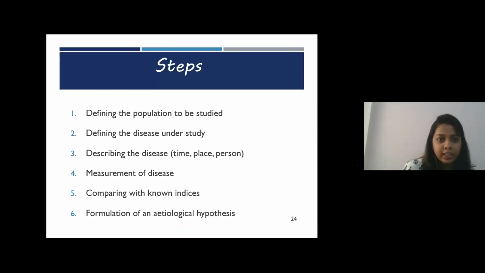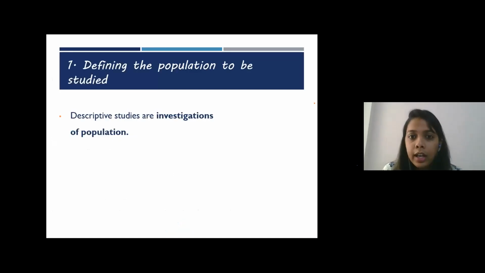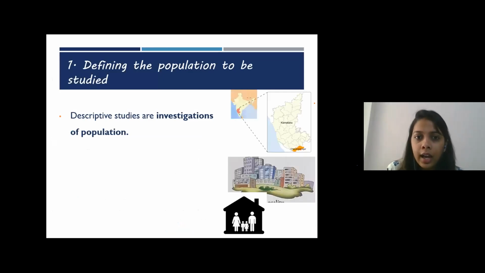So when we talk about descriptive studies, there are six main steps, six very simple steps that have to be followed. First, you have to define the population that you're studying. It could be the entire population. It could be a particular area. It could be a housing society. It could be a family. So you have to basically define and describe which is that population that you're studying.